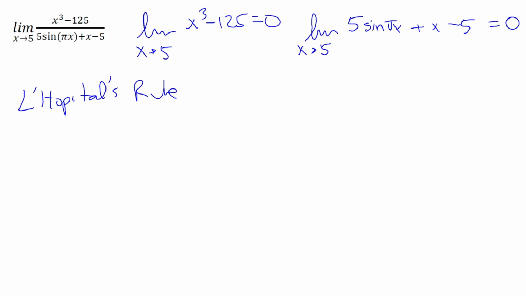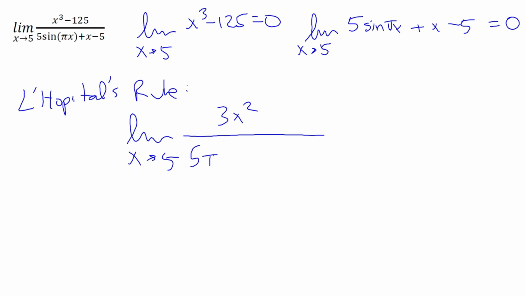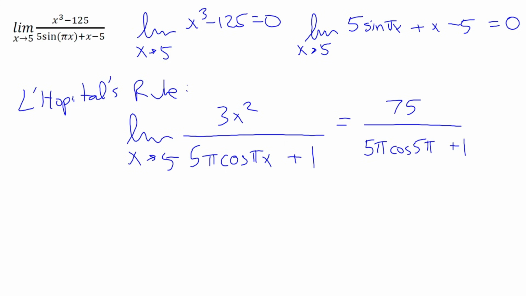So using L'Hopital's rule, we're going to have the limit as x approaches 5 of the derivative of x cubed minus 125, which will be 3x squared, over the derivative of 5 sine pi x, which will be 5 times the derivative of sine pi x, which is pi cosine pi x, and then plus 1. And that minus 5 goes away. So if we plug in 5 here, we're going to get 3 times 25, which is 75, divided by 5 pi times the cosine of 5 pi, plus 1.